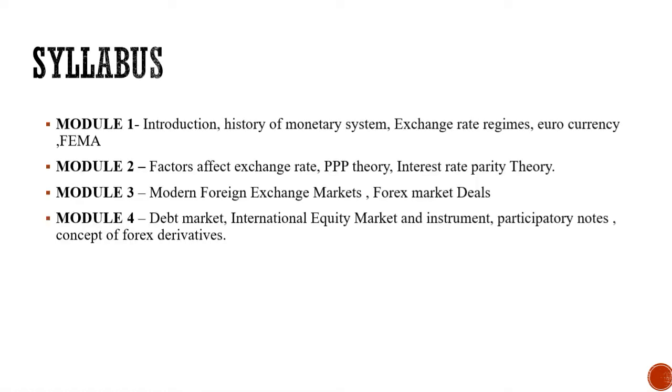Now we have already completed module 1 and module 2 in our first two videos. In module 1, we learned about the international monetary system, the evolution, the exchange rate regimes, Euro currency, and FERA and FEMA. In module 2, we learned about various factors affecting the exchange rate. Then we learned about the purchasing power parity theory and the interest rate parity theory. Now, in the third module, we are going to learn about the modern foreign exchange market and the Forex market deals.